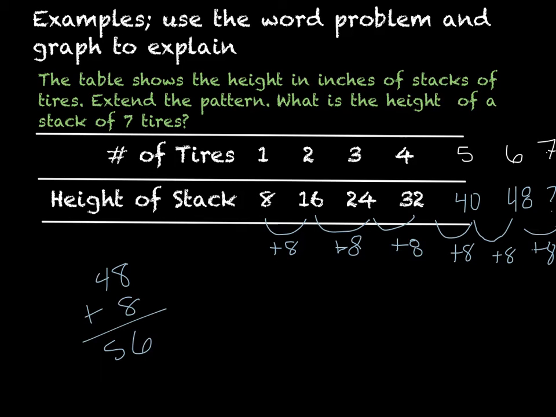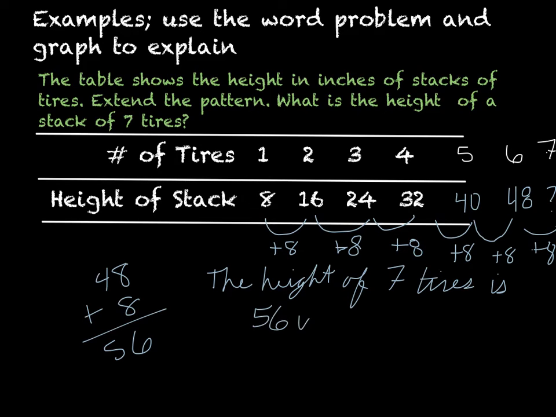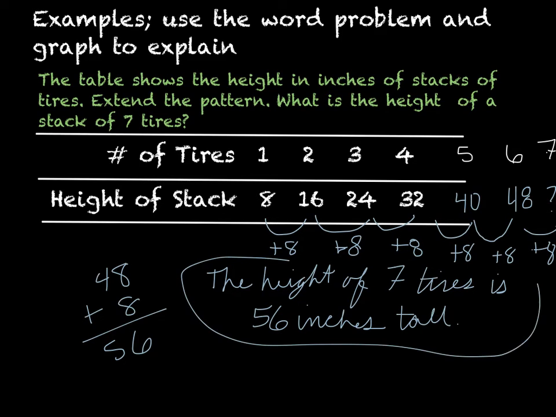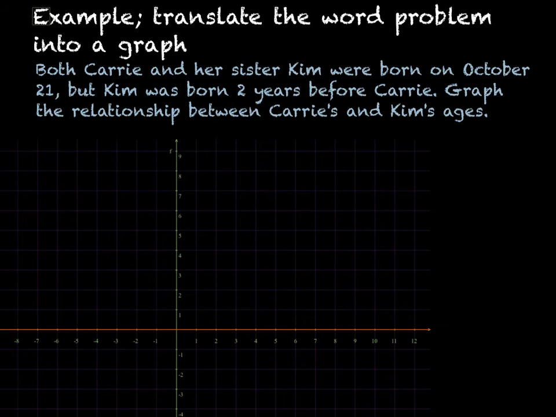So that would mean that the height of 7 tires is going to be 56 inches tall. Okay, so make sure that you have a label on it. Know that it's inches. And this last example, we want to take this word problem and graph it.